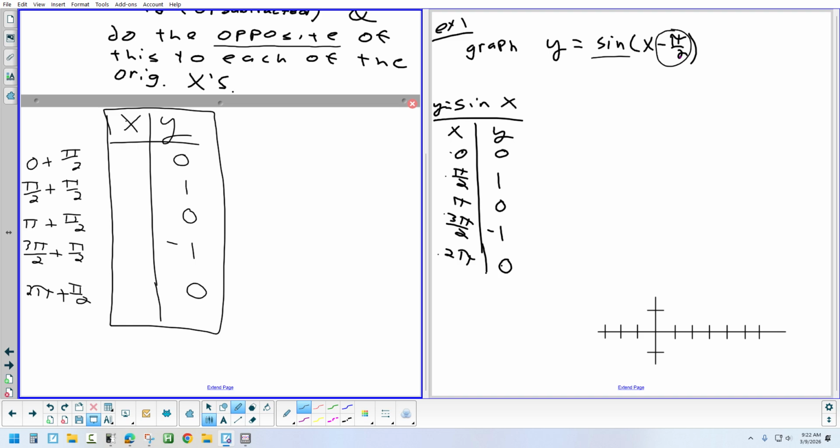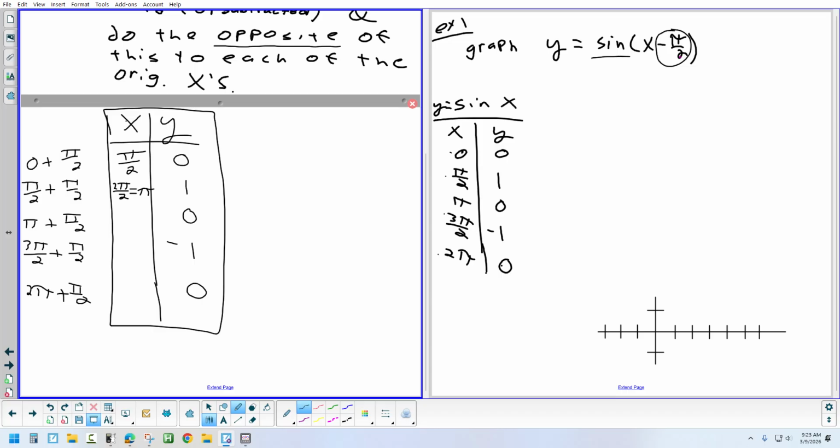Now I have to figure out what that comes out to. And then we'll put all our answers in that box. Okay, first one. What's 0 plus pi over 2? Pi over 2. What's pi over 2 plus pi over 2? Pi, because they already have a common denominator. That's 2 pi over 2, which reduces to pi.